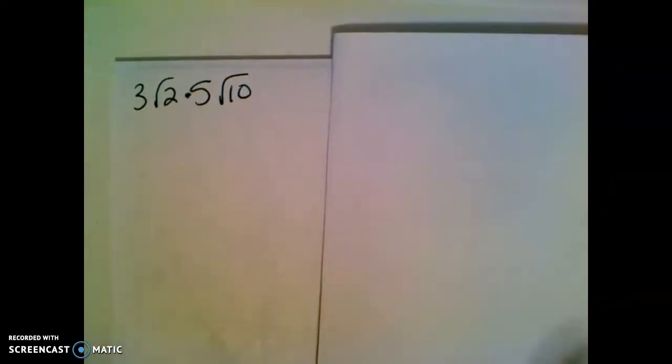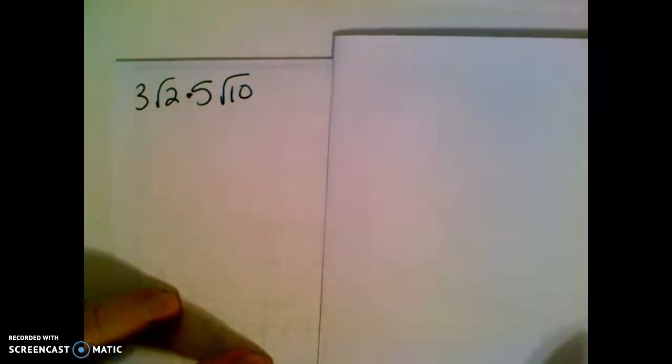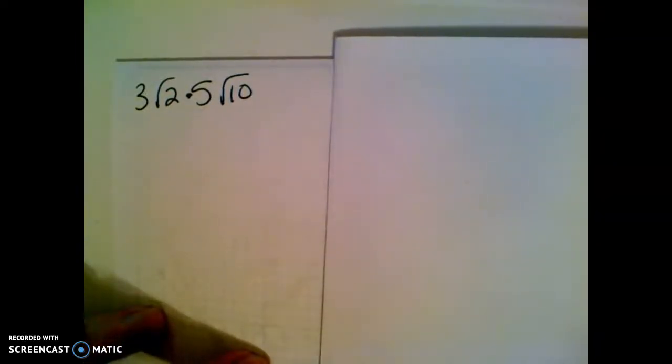All right, so now I'm going to slow down a little bit. For the next month, we're going to talk about multiplying and dividing radicals. And the rule for this, I think I went over in class, but I'm not certain, is outside, outside, inside, inside.